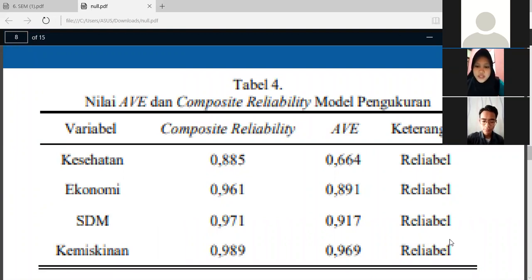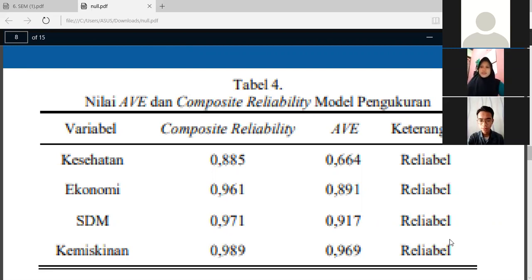Okay, thank you, Ilham. I will explain Table 4. The feasibility test value of the measurement model uses the composite reliability and AVE value of its latent variables. Based on the composite reliability value, its latent variables should be feasible because it is greater than 0.8.